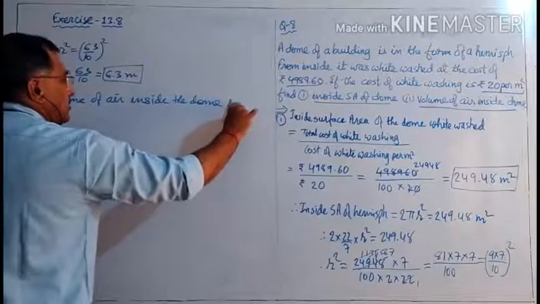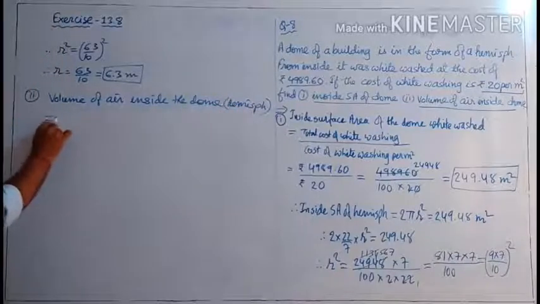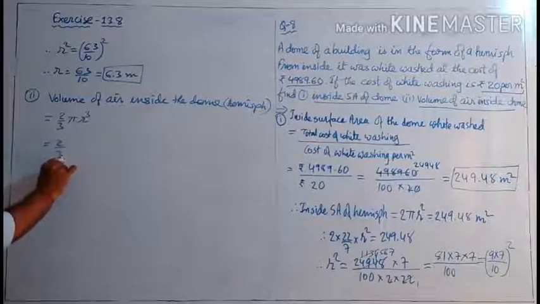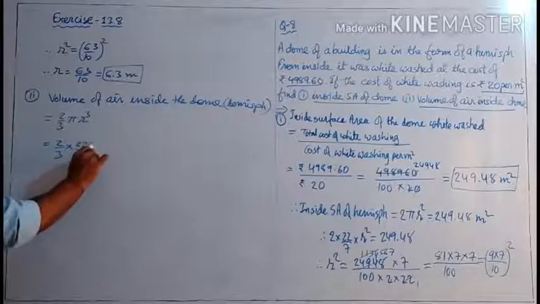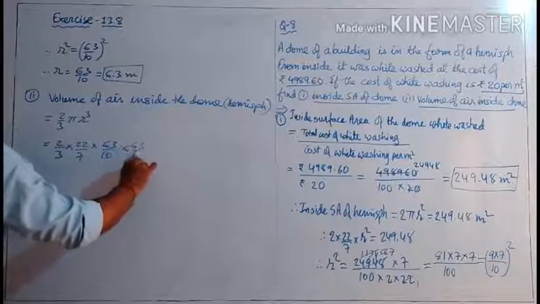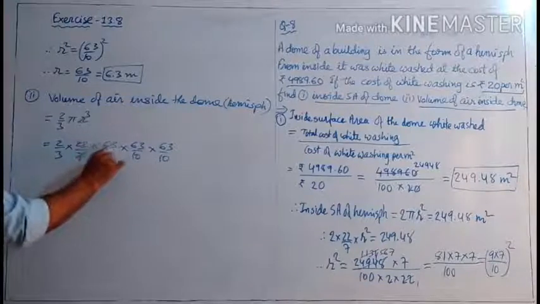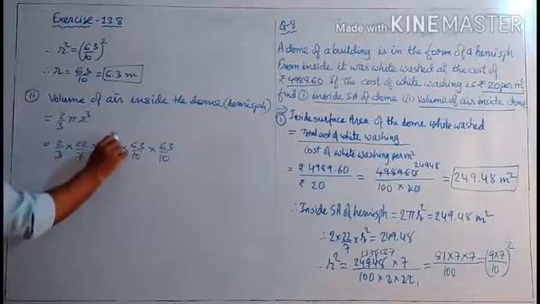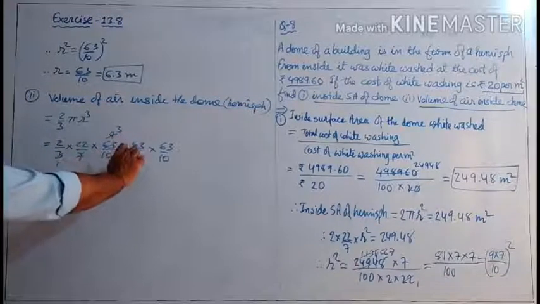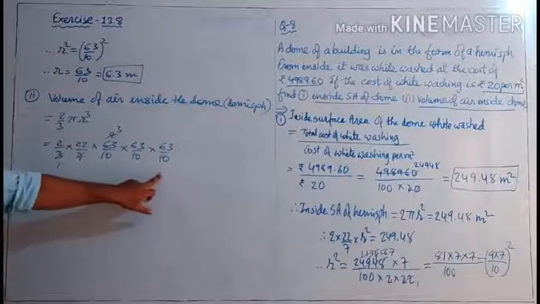Dome is hemispherical. So volume of hemisphere is 2 by 3 pi r cube. So here 2 by 3 multiplied by 22 by 7 multiplied by 63 by 10. Here 63 by 10 3 times. Cut the common ones. 7 9 ja 63. 3 1 ja 3 3 ja. So here we got 2 into 22 into 3 into 63 into 63 divided by 10 into 10 into 10.